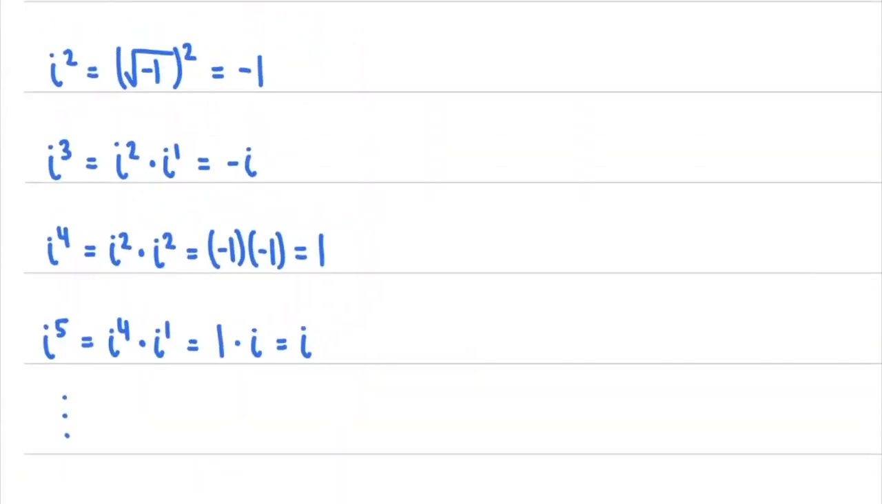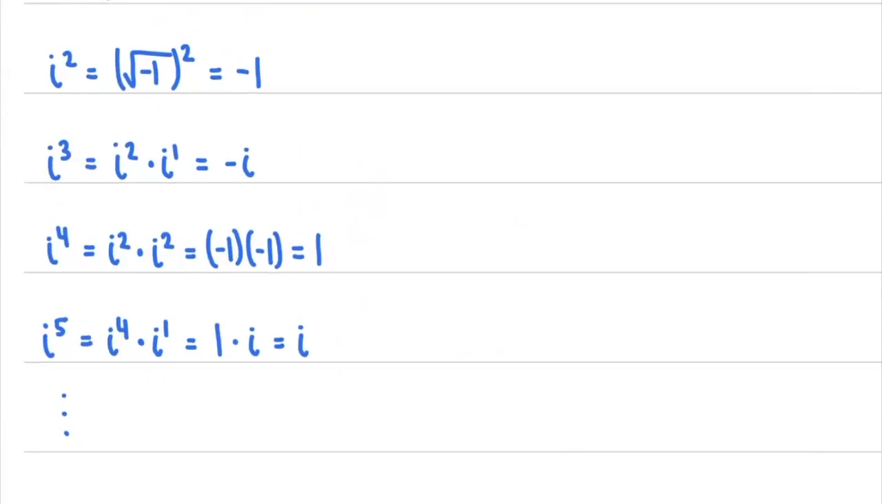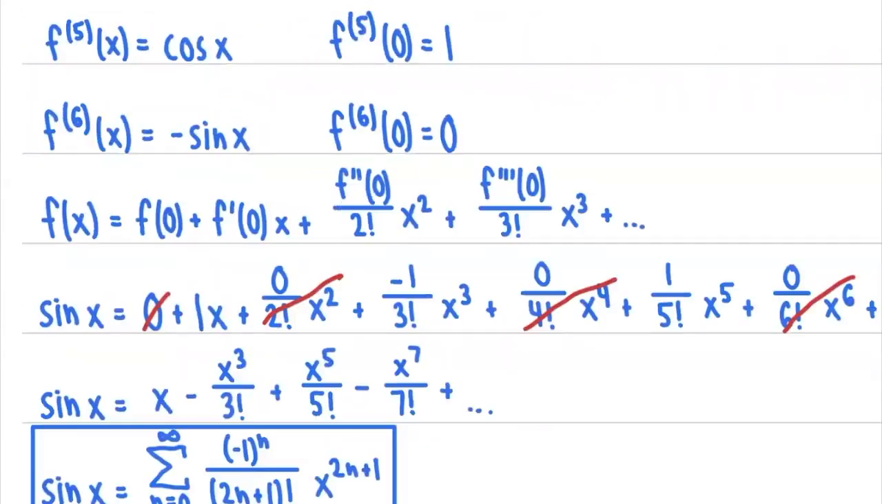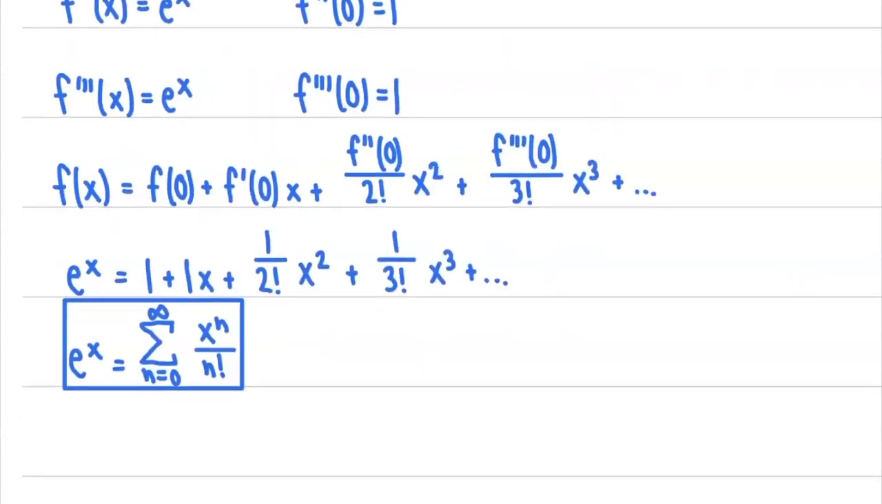It's like how sine and cosine repeat after every four derivatives, right? So i repeats after every four powers, which is very interesting. Yes, very interesting. What that might lead to, who can say? Let's take a look. So again, we're trying to find the Maclaurin series for e to the ix. We have the Maclaurin series for e to the x, so let me actually copy paste that right here.